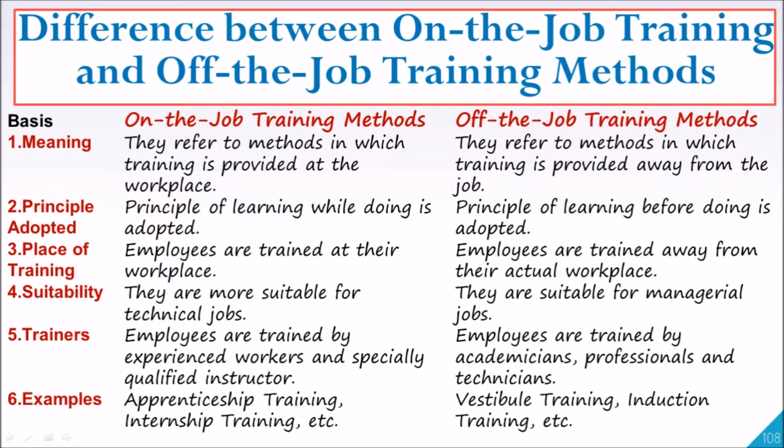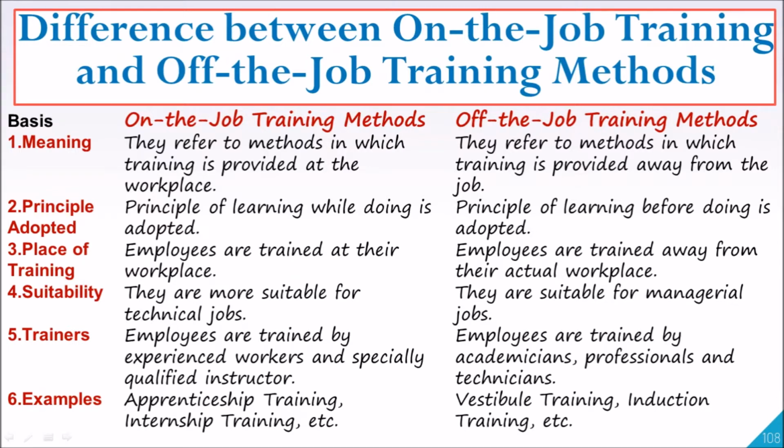The third base is place of training. So it's already a clear point. Employees are trained at their workplace. So under the on the job training method, what happens? They are trained at the same workplace. They are not taken away to any other place. But under the off the job training method, the employees are trained away from their actual workplace. They are taken to some other place and then they are provided the training.